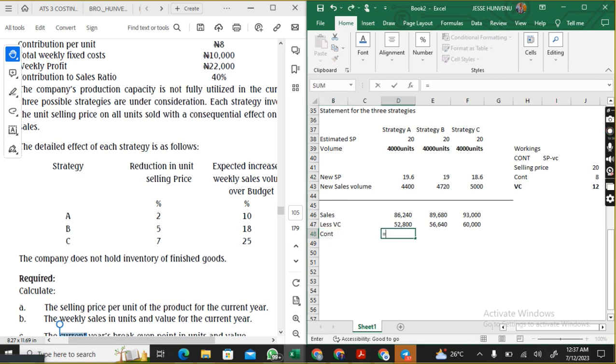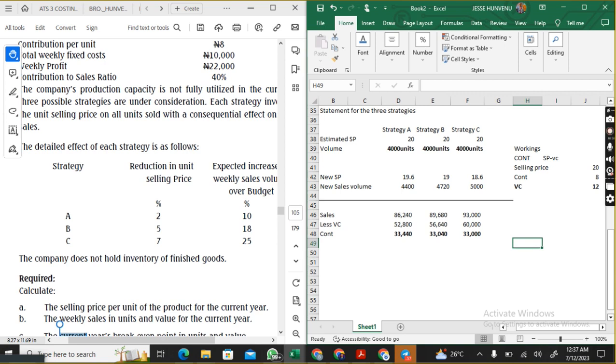Contribution is this minus what? So we have to calculate. So we have this. Did you get it, ma? Yes, sir. I want to try something. Maybe it's possible. I want to know maybe we are right. Okay. Yes. Okay.